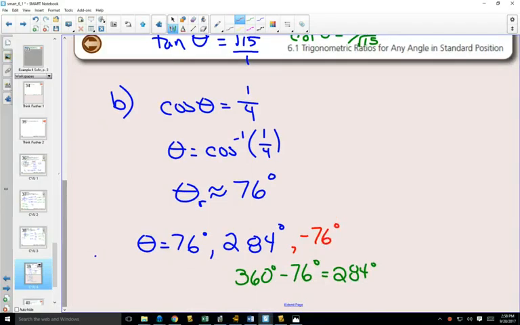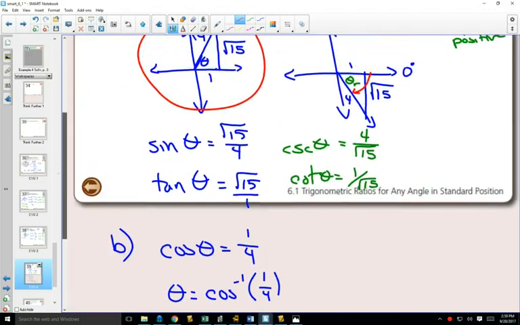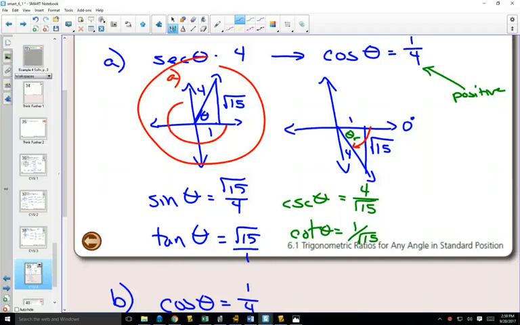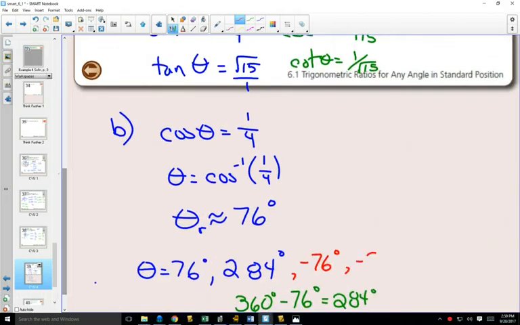Does negative 76 degrees make sense? It's the same as our reference angle, just in the negative direction. And what will this one be? It'll be negative 284. Now, with cosine, it works out nicely that these will always match up, one positive, one negative, one positive, one negative. That doesn't happen with sine, and it doesn't happen with tangent, but it does happen with cosine.